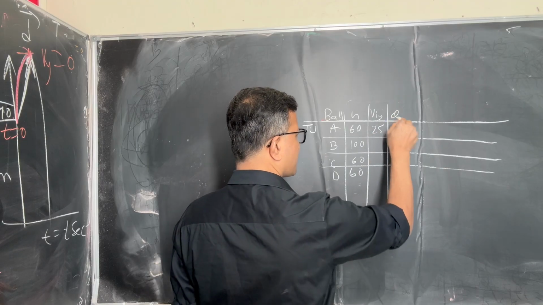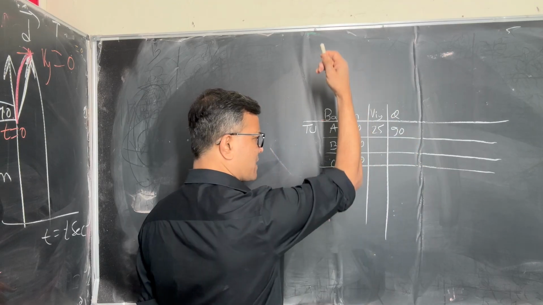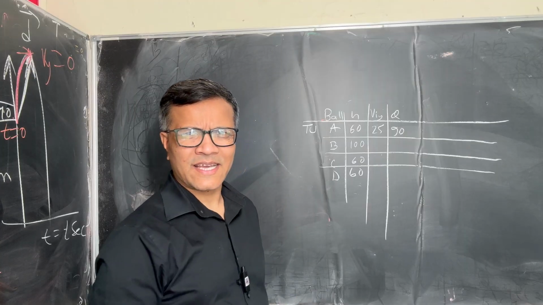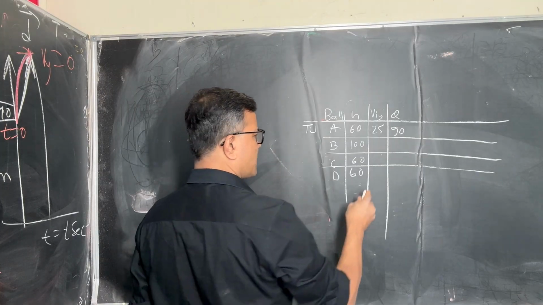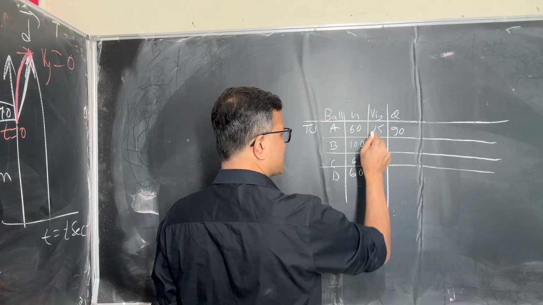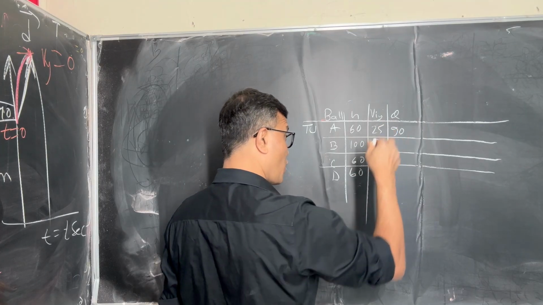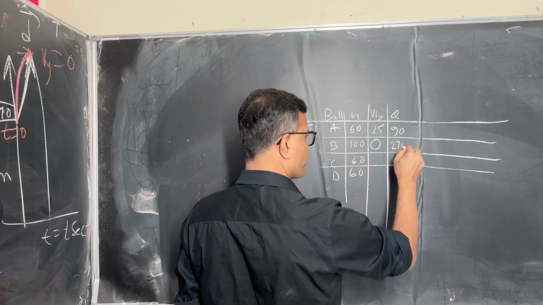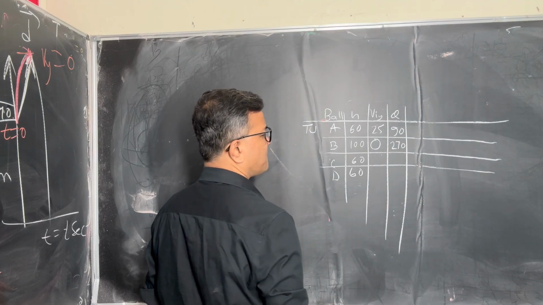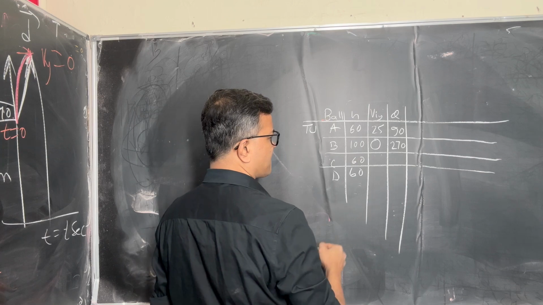So this is 90 degrees. Throwing up means 90 degrees. Nothing is going on in the x direction. This one you're just dropping. Dropping means the initial velocity in the y direction is 0. This one dropping means 270 degrees.